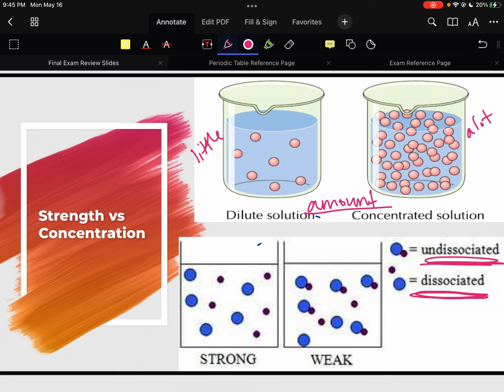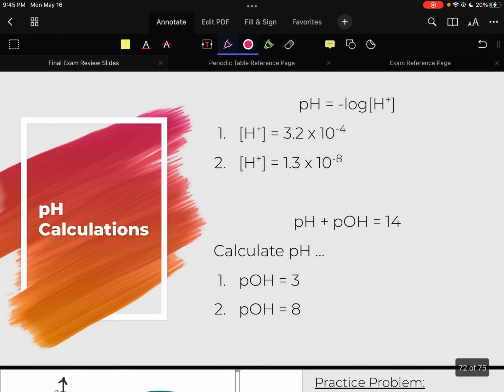Strong and weak is where we're getting into our dissociated and undissociated. So this picture, I can't call it a strong acid or base without understanding what's being dissociated or how much is being dissociated. I could say it's concentrated, but I can't use the word strong or weak yet because I just don't know.